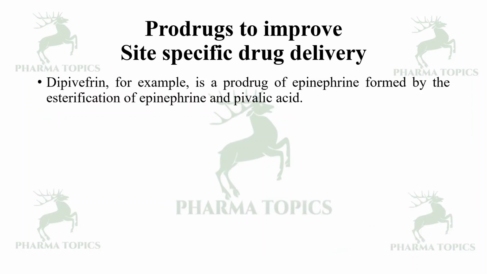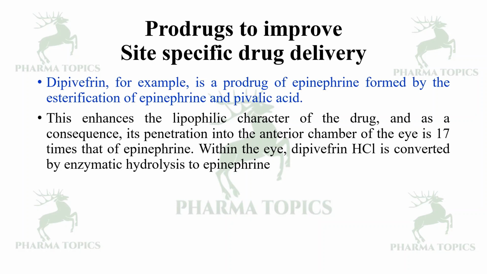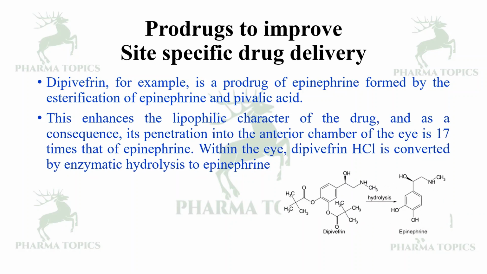Next is dipivefrin, for example, a prodrug of epinephrine formed by the esterification of epinephrine and pivalic acid. This enhances the lipophilic character of the drug, and as a consequence, its penetration into the anterior chamber of the eye is 17 times that of epinephrine. Within the eye, dipivefrin hydrochloride is converted by enzymatic hydrolysis to epinephrine. So this is dipivefrin. Then in the eye, it gets hydrolyzed to epinephrine.